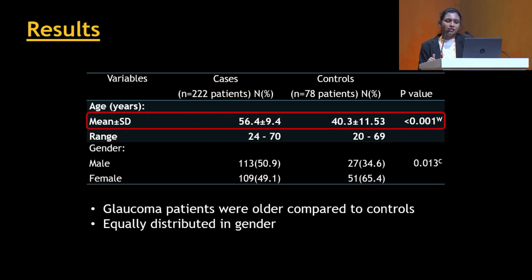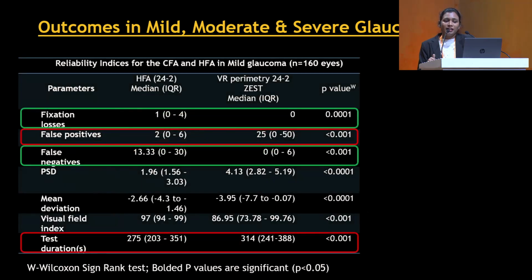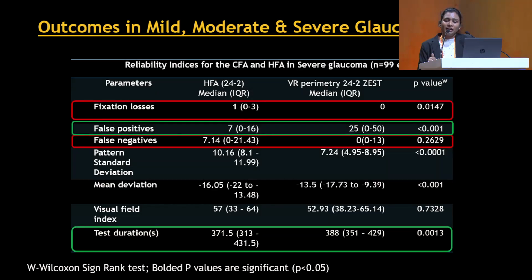Coming to the results, glaucoma patients were found to be older as compared to controls. If you look at the mild group here, we had 160 eyes. We found that fixation losses and false negatives were significantly lower in the VR perimetry group. False positives were found to be higher, and test duration was in fact found to be longer in the VR perimetry group. We saw a similar trend in the moderate glaucoma group as well. In this group, we had 103 patients. In the severe glaucoma group, we had 99 patients.